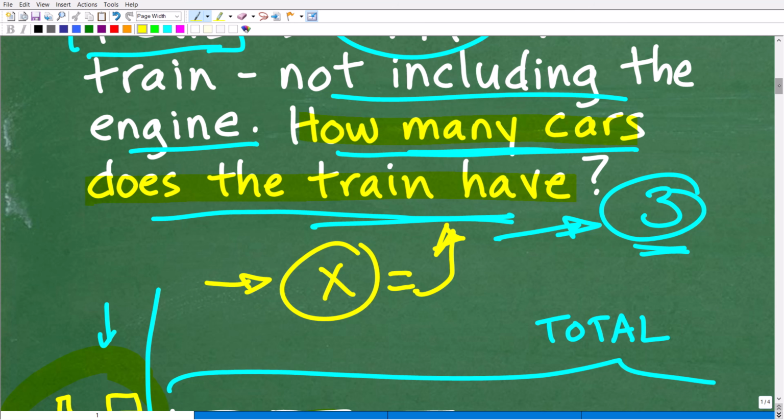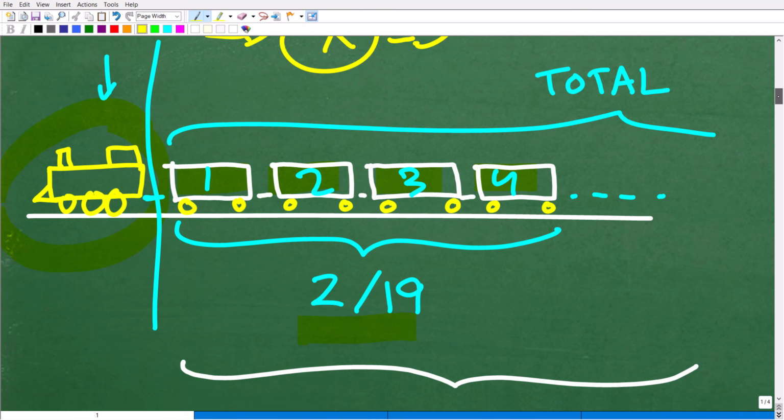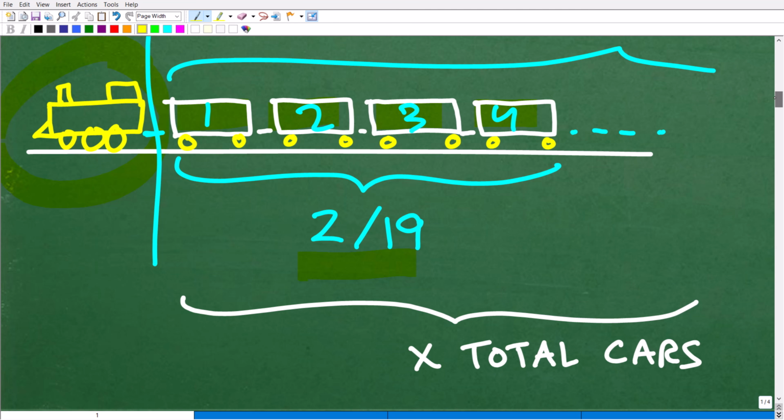Well, we need to formalize this, right? So let's go ahead and depict it this way. This train is going to have X total cars. Okay, so hopefully I didn't stumble and bumble too much to explain that. And again, there are different ways you can model this situation.